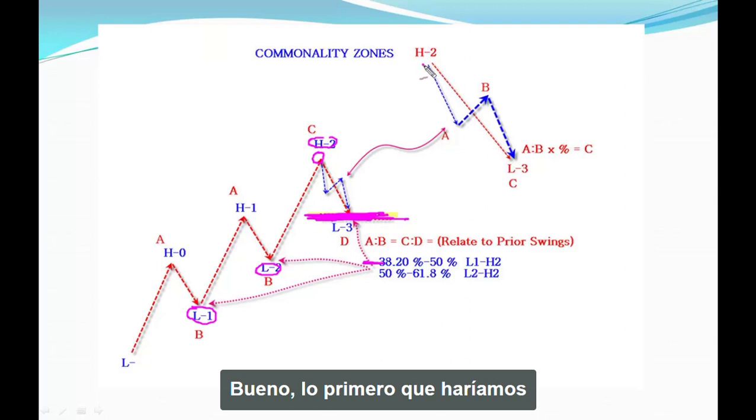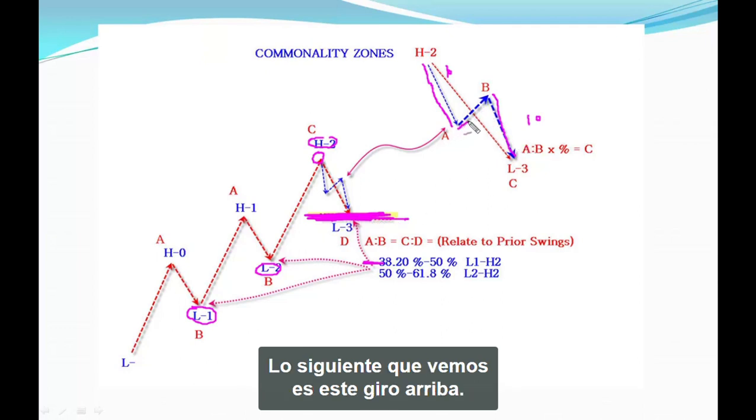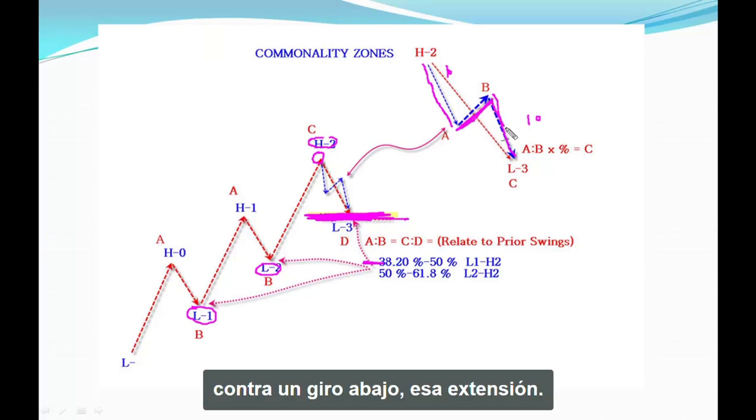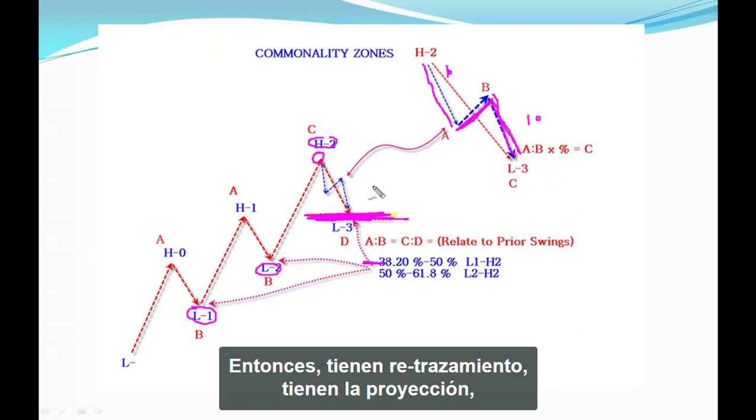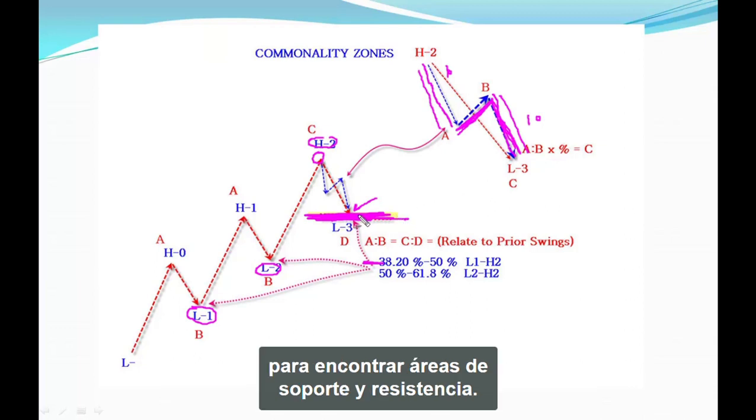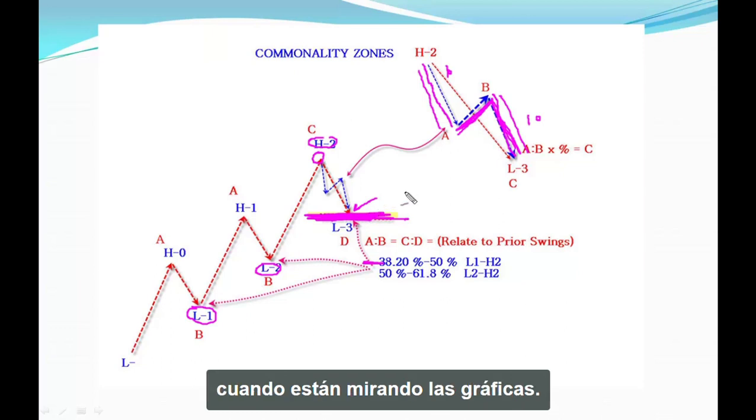Well, the first thing we would do is look at this swing down versus this swing down. Maybe this is 10 points, maybe this is 10 points that come into this area over here. The next thing we look at is this swing up. And then we look at that swing up versus this swing down, that extension. So you have retracement, you have the projection, and then you have your extension, you see? So they all work together hand in hand in finding areas of support and resistance. It just takes a little time for you to draw it out when you're looking at charts.